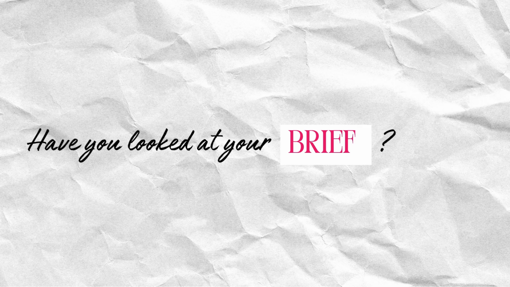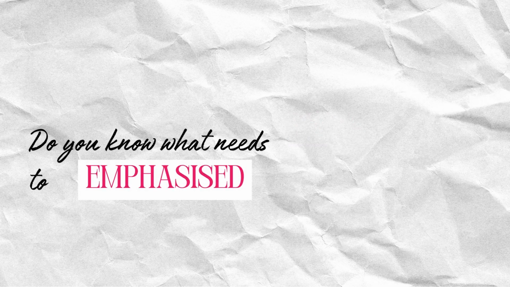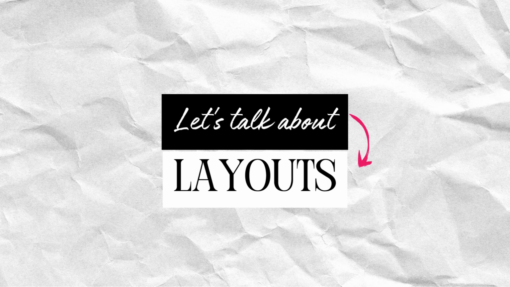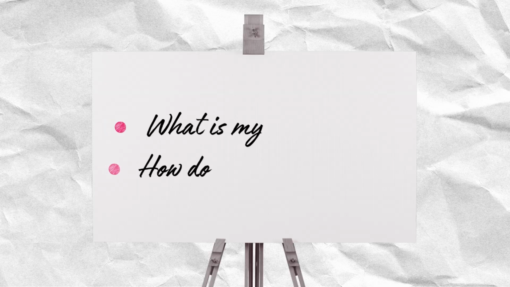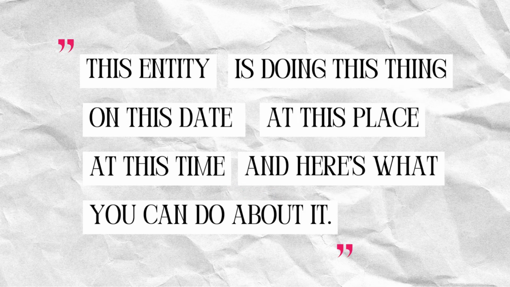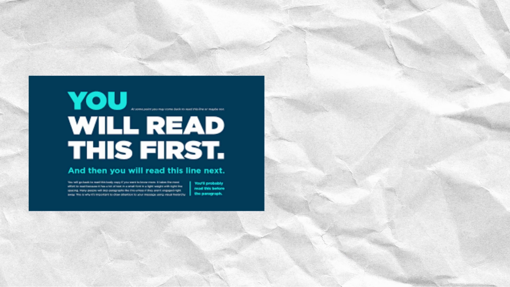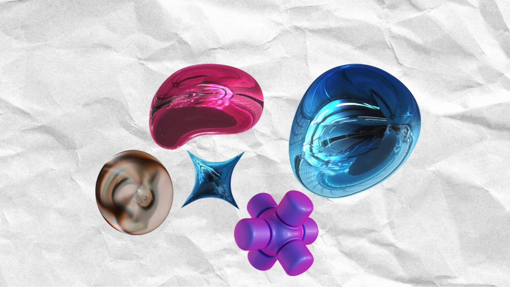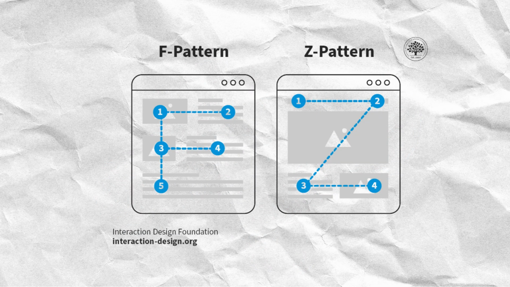So, have you looked at your brief? Do you know what needs to be emphasized? Great. Now let's talk about layout. Once you know what to say and how you want to say it, go back to your brief and decide which part of the sentence needs the most emphasis. And then, using visual hierarchy, arrange your elements so that the message is clear. Shapes, grids, and lines can guide the eye and structure the information.